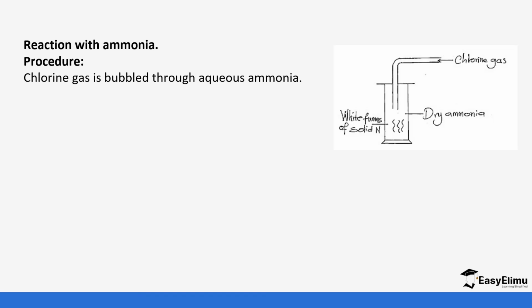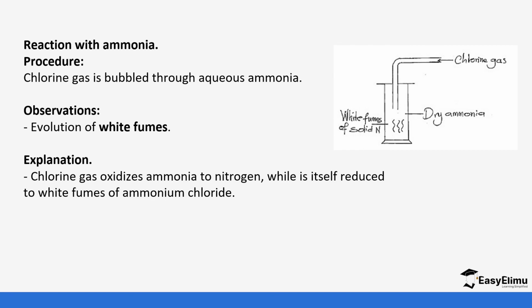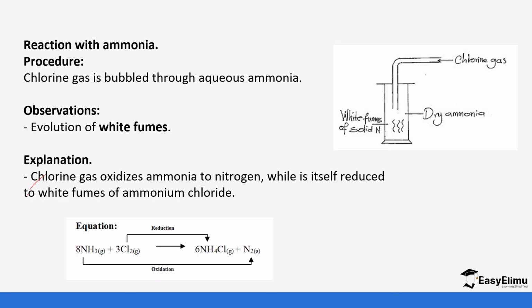So chlorine also reacts with ammonia. If chlorine is bubbled into ammonia, you're going to see some white fumes. The white fumes are because chlorine gas oxidizes ammonia to nitrogen and is itself reduced, forming white fumes of ammonium chloride. So you can see this is the reaction: ammonia reacts with chlorine to form ammonium chloride, and nitrogen gas is given off.